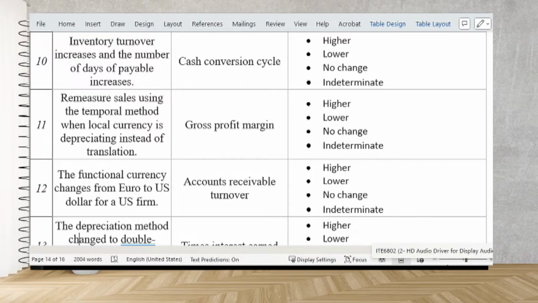This applies when the local currency is depreciating, instead of translation. Because the local currency is depreciating. Okay. Then question number 12.